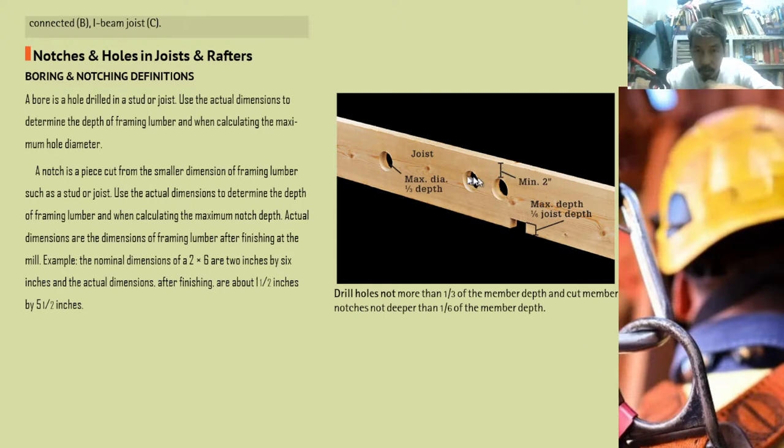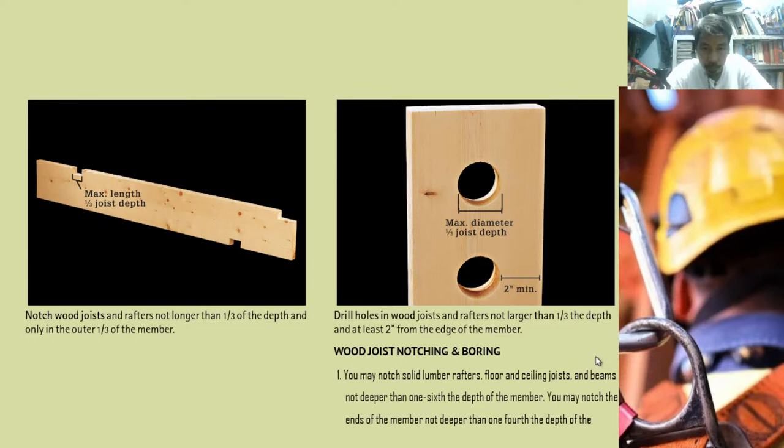So holes, drilled. Okay. So maximum diameter 1/3 the depth. That is maximum. To the edge, 2 inches. So about the notches here. So maximum depth 1/6 of the joist. So here this is 1/3 of depth. This is 1/6. 1/3, 1/6. 1/3 per hole, 1/6 per notch. So the same requirement for drilled holes. But the length is also 1/3, the length of notches. So the notch depth is 1/6, but the length is 1/3.